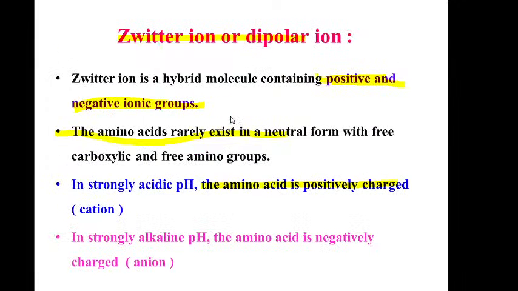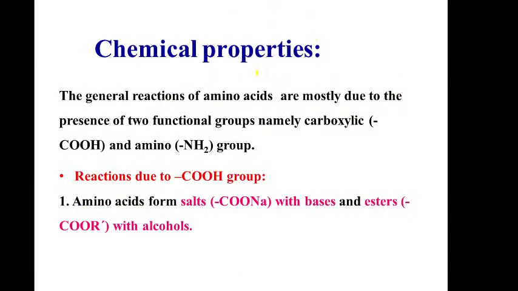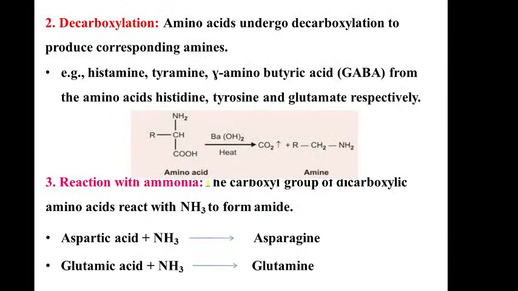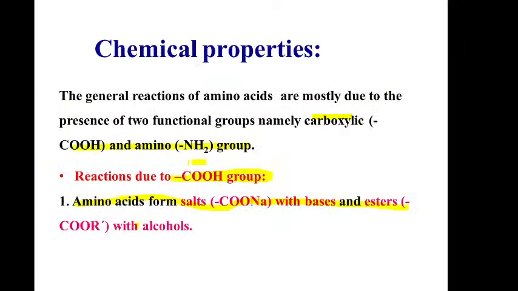Now after it we have some chemical properties of amino acids. The general reactions of amino acids are mostly due to the presence of two functional groups, namely carboxylic and amino groups. So we have two types of reactions. Reactions due to the COOH group: amino acids form salts, COONa, with bases and esters with alcohols.